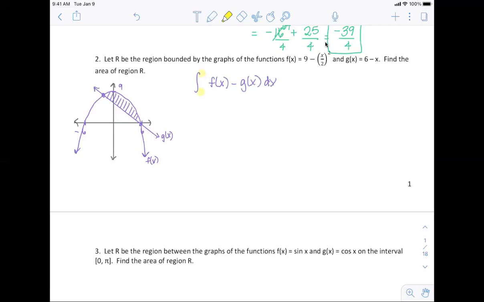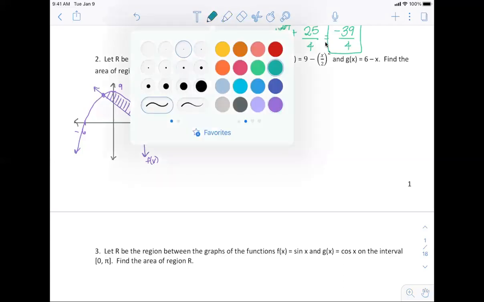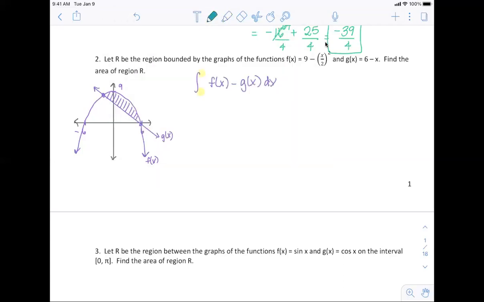And so in order to figure this out, we need to find the two points of intersection. These equations are not too bad to do by hand. This is going to be 9 minus x squared over 4 equals 6 minus x. I'm going to go ahead and multiply everything through by 4, so I get rid of that fraction.